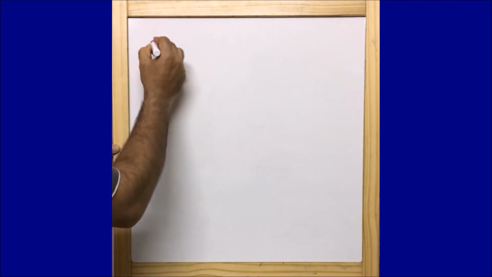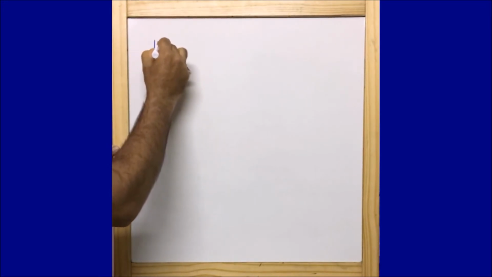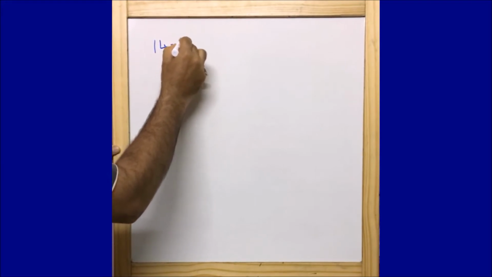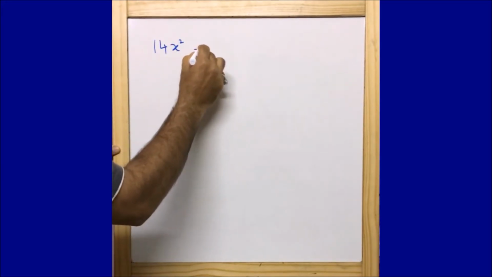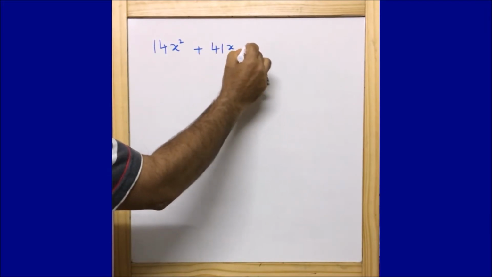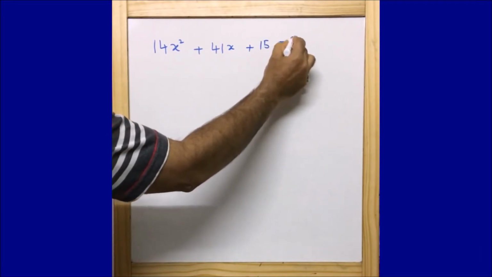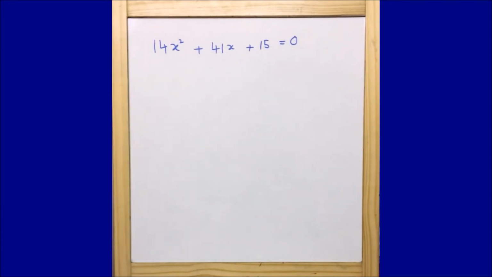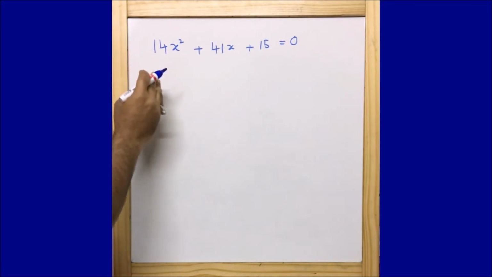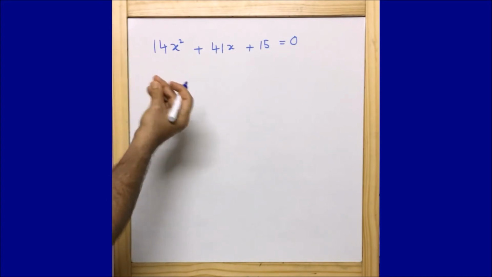Let us see if there is a quadratic equation like 14x square plus 41x plus 15 is equal to 0. So we will see how to factor this quadratic equation very quickly, but I will let you know the process, so for that reason it might take a little time, but when you do it, it will take hardly some seconds.